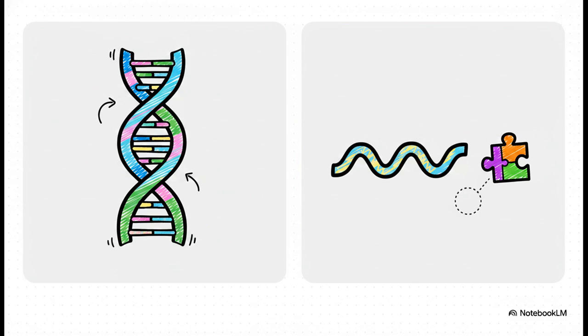On the other side is RNA. Notice the strict structural differences here? RNA is a much shorter, single polynucleotide chain. It uses a regular ribose sugar, and most importantly, it swaps out thymine for uracil.